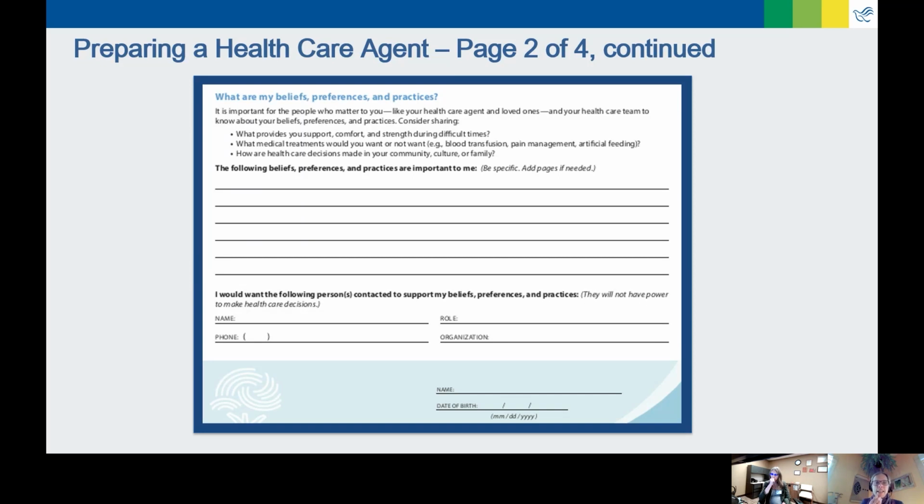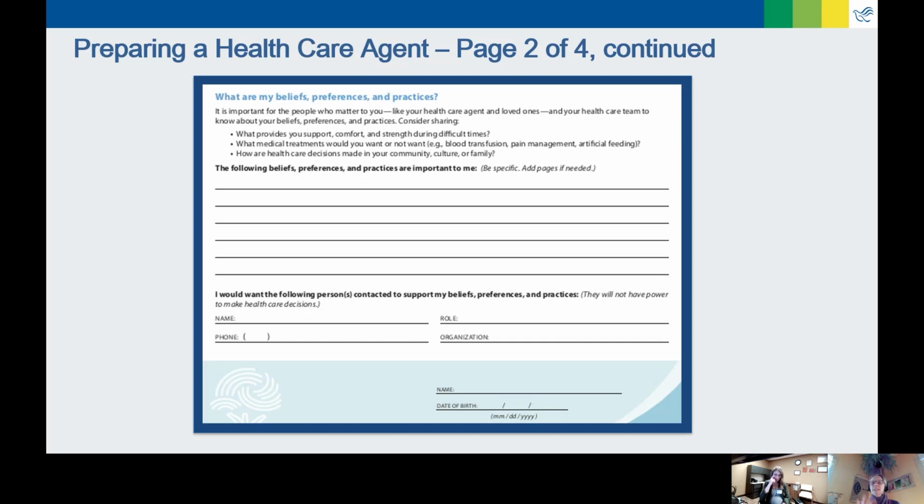Something related to beliefs, preferences, and practices is, what medical treatments would you want or not want based on your preferences or practices? There are some examples here around blood transfusion, pain management, and artificial feeding. Are there things that you strongly believe in pursuing or not pursuing based on your personal beliefs? Another question presented here is, how are healthcare decisions made in your community, culture, or family? That's really helpful for your healthcare team and your medical decision makers to remember and understand about you.